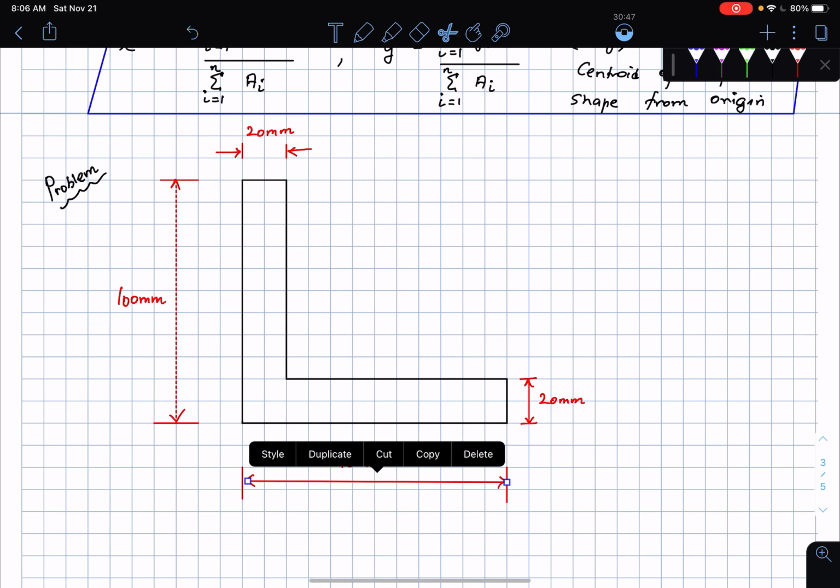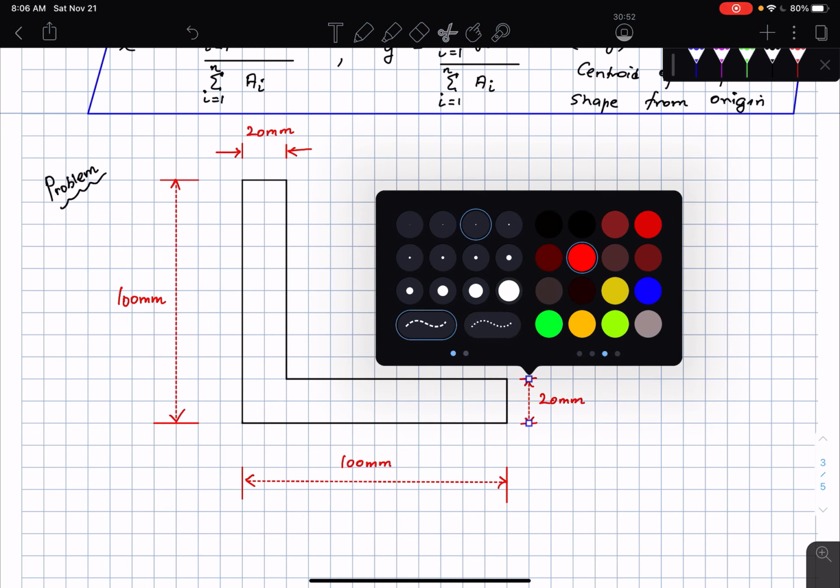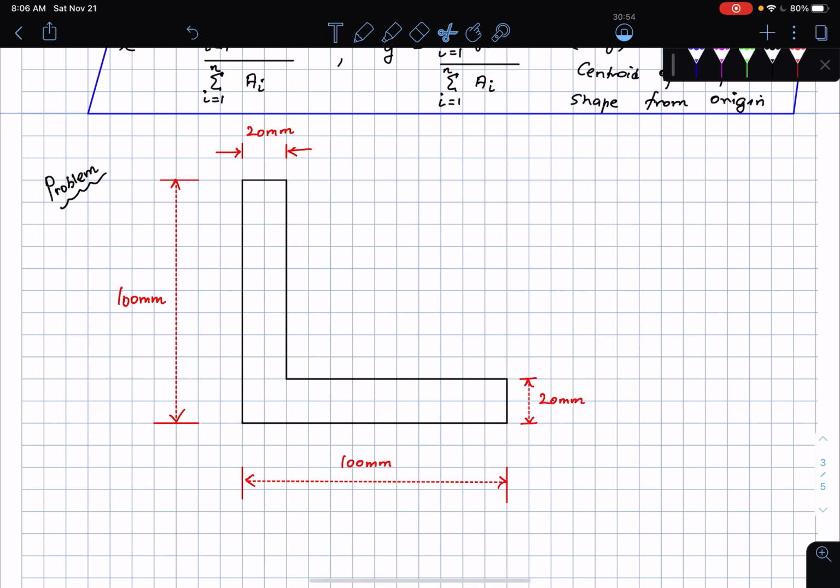And what is our aim? Our aim is to come up with the centroid location of this composite shape. So locate the centroid of the L shape using the area weighted average of its simple shapes.